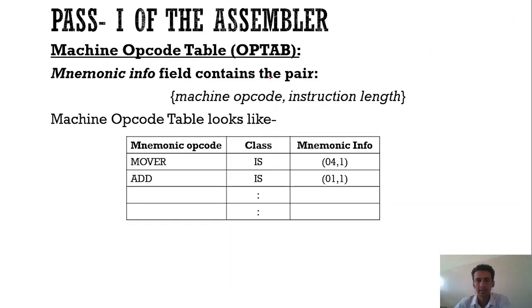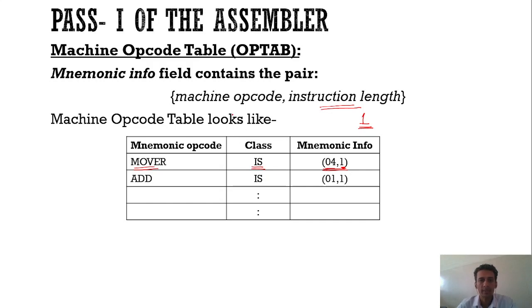Now let us understand how a typical machine opcode table will look. Let us consider we have the instruction move R. Its class is imperative statement, and the mnemonic info is a pair comprising two fields. The first field is the machine opcode and the second field is the instruction length. Now, some facts that we are considering over here: the instruction length for our hypothetical language instructions is 1 for all the imperative statements.